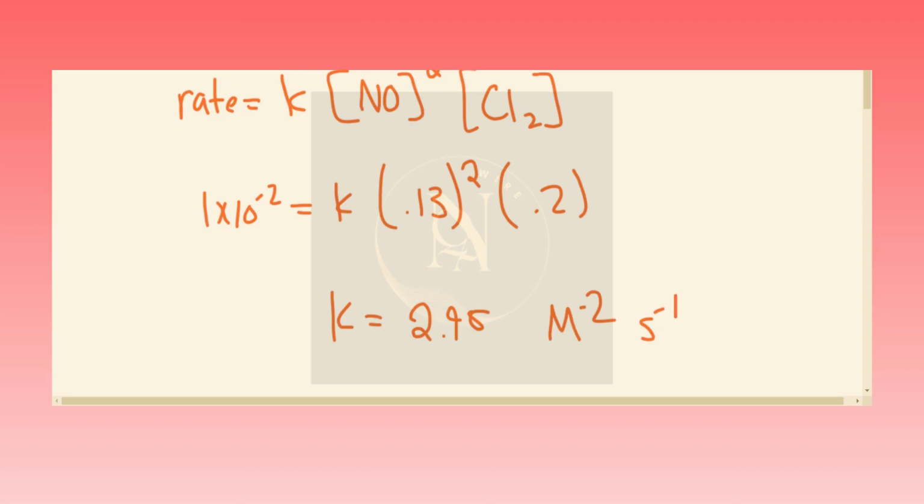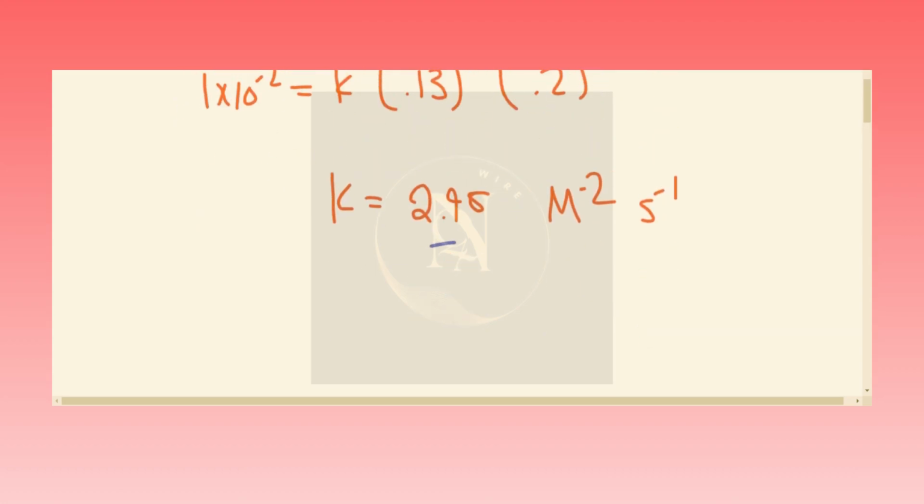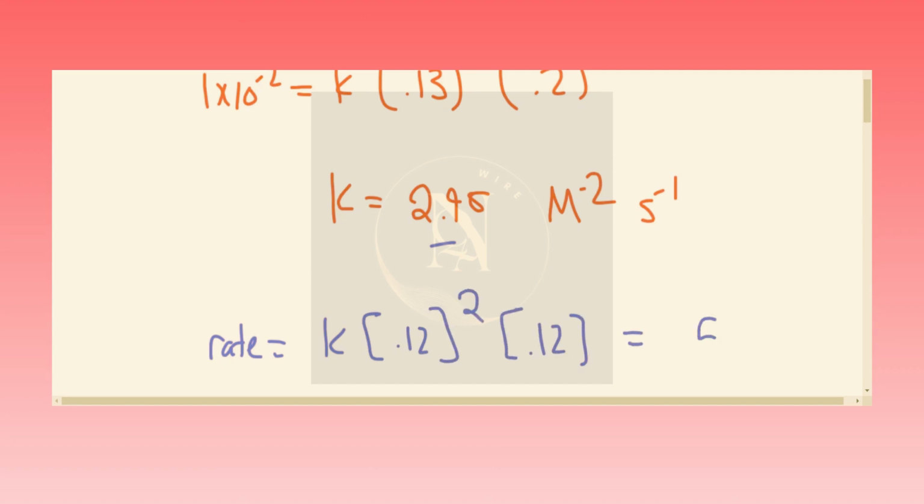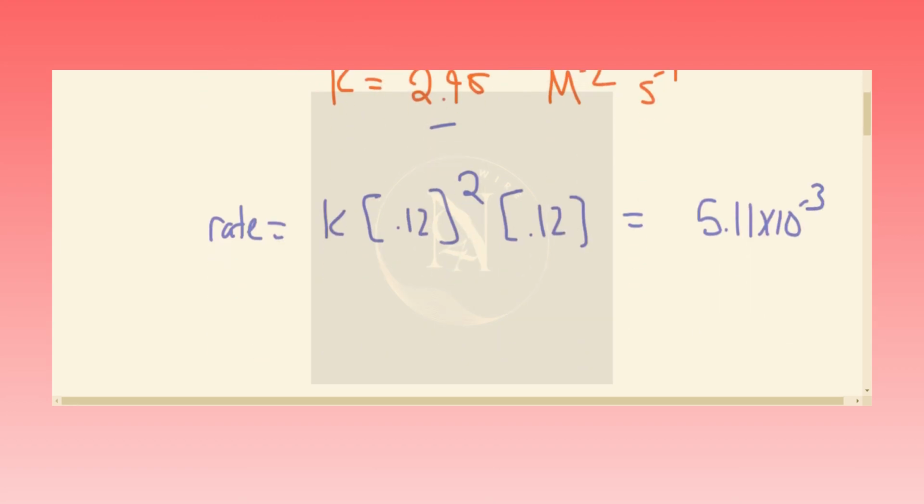inverse molar squared inverse second. And then finally, now that we have k, we can find a rate if we have this k and then 0.12 for each of the concentrations. So 0.12 squared times 0.12, and you'll find that that rate would be equal to 5.11 times 10 to the negative third moles per second.